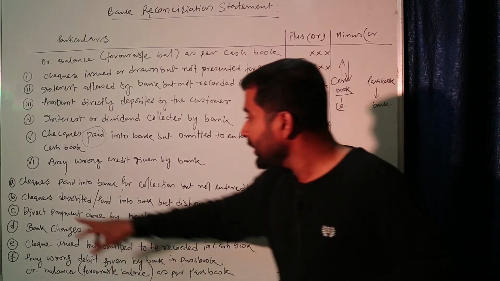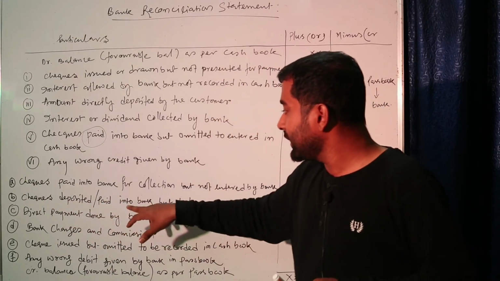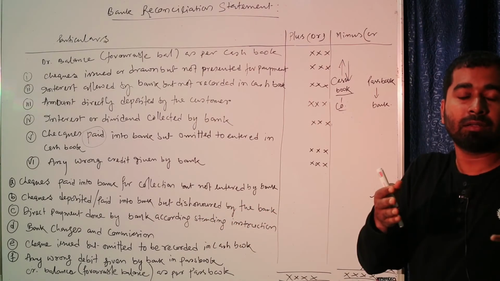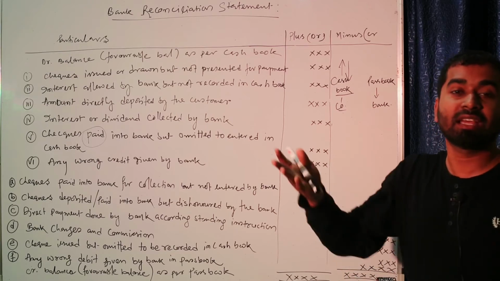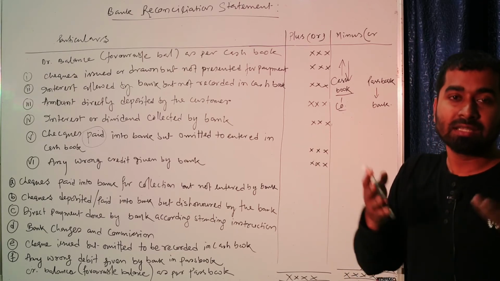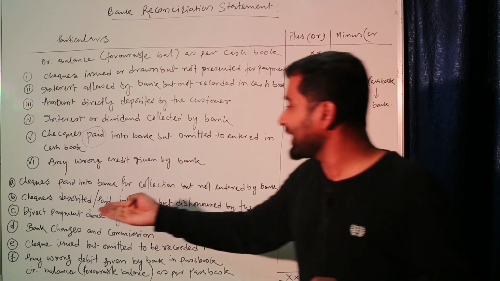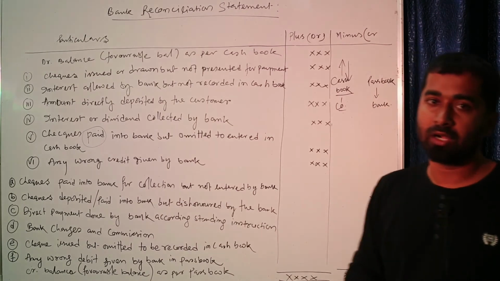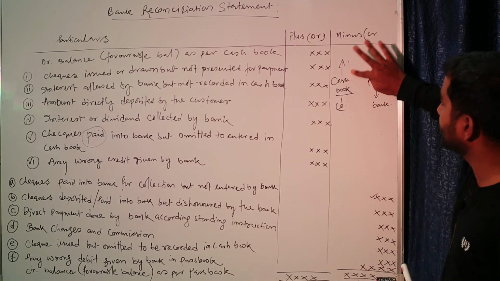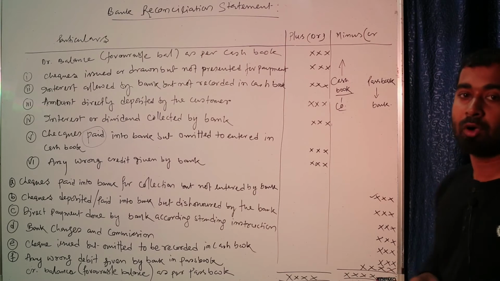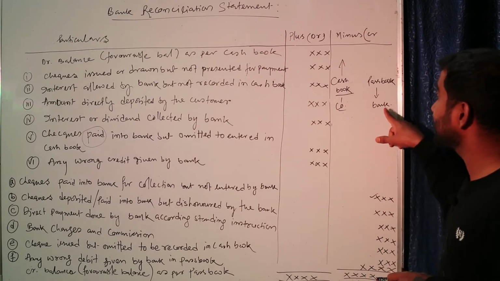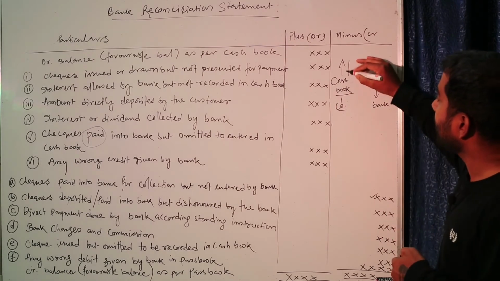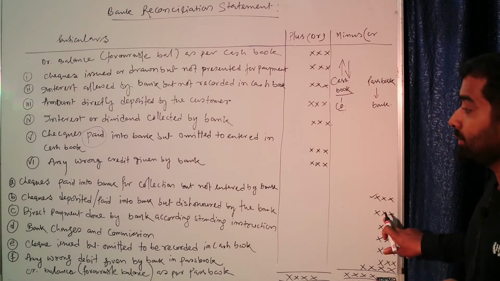Okay. Now, cheque deposited, paid into bank but dishonored by the bank. Sometimes the cheque bounces, or the signature is not there or not matched. There are many possibilities for why the cheque you deposited is dishonored. When you deposited it, you already increased the cash, thinking the amount was deposited into the bank, but the passbook shows it dishonored. So definitely you should reduce this amount again. So it is in the minus column.